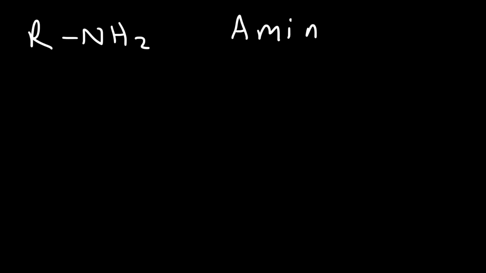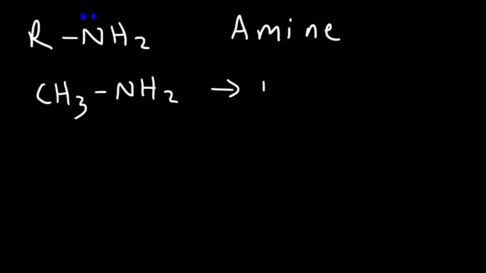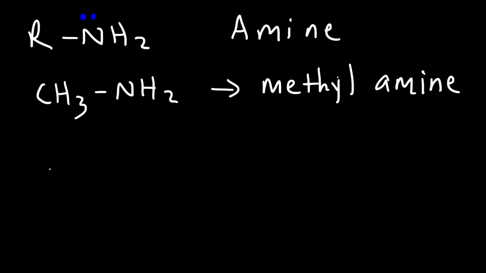Now the next functional group we need to go over is an amine. And so the amine has an NH2 group at the end. It has hydrogen bonding, like an alcohol or a carboxylic acid. And let me give you some examples. So this is known as methylamine. That's the common name for it.